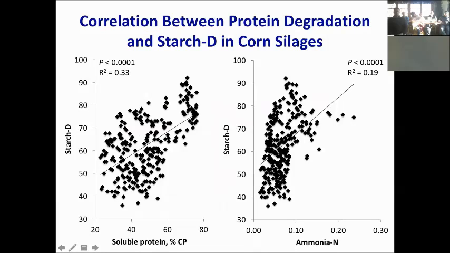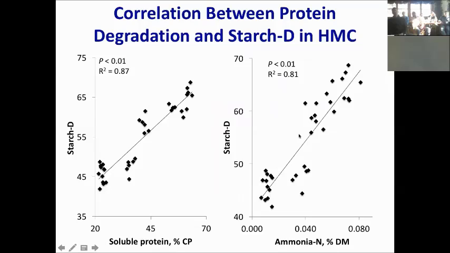In corn silage, the relationship between ammonia nitrogen and starch digestibility is not as good as the soluble protein and starch digestibility relationship. But with high moisture corn, in the limited database that we have, it appears that both ammonia and soluble protein are predicting almost similar relationships, with their increases and the increases in starch digestibility.